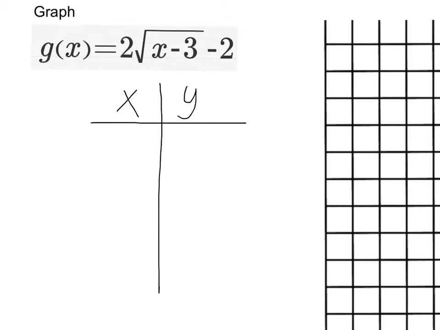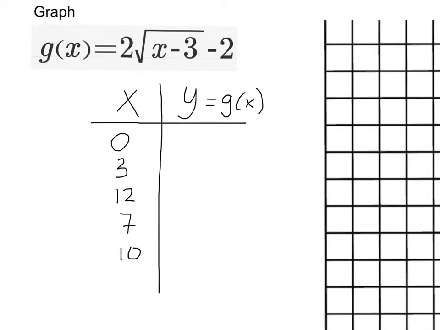Okay, now your input is your x value and your output is your y value, or in this case we could also say our g of x value. So I'm going to pick some numbers to plug in. Okay, why don't we plug in 0, 3, 12, how about 7, and 10. Okay, those are the numbers. I just guessed on those numbers, and let's see what we get.